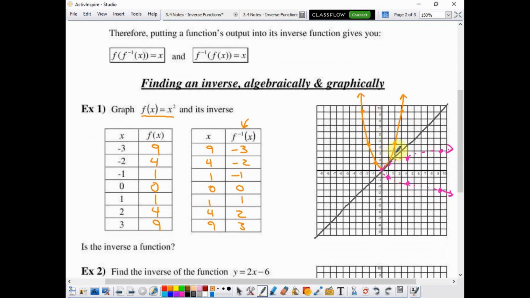On this original function, f of x equals x squared, there's no place I can draw a vertical line and touch it twice. So this is a function. But on the inverse, if I draw a vertical line, I can draw one that touches it 2 times. So the question, is that inverse a function? The answer is no, it is not a function.